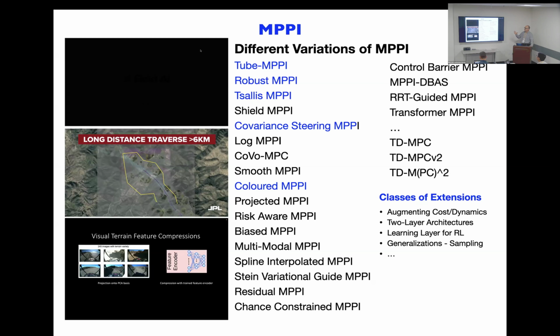When it comes down to all of this work, I think there are different classes of extensions that people work on. There's one area where people augment the state-space dynamics and the cost functions, a lot of work around incorporating safety, chance constraints within MPPI. There's another stream of work on two-layer architectures, where people incorporate CBFs for safety in MPPI. Like I said, they work on reinforcement learning and different types of generalization. People like to generalize stuff. So different forms of sampling. That's all great and I'm truly excited.